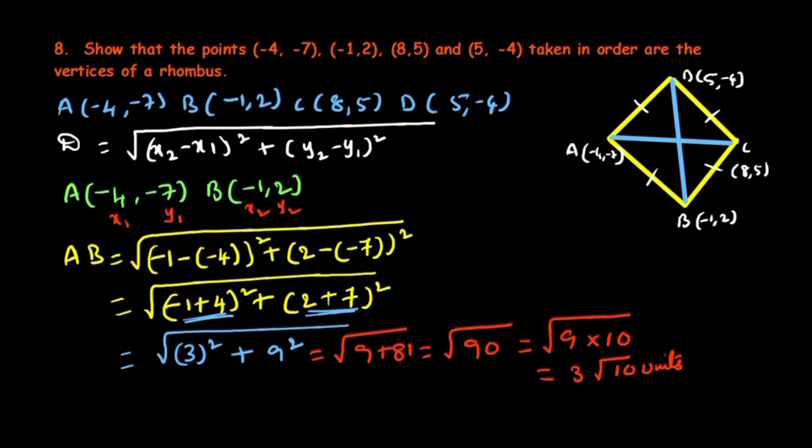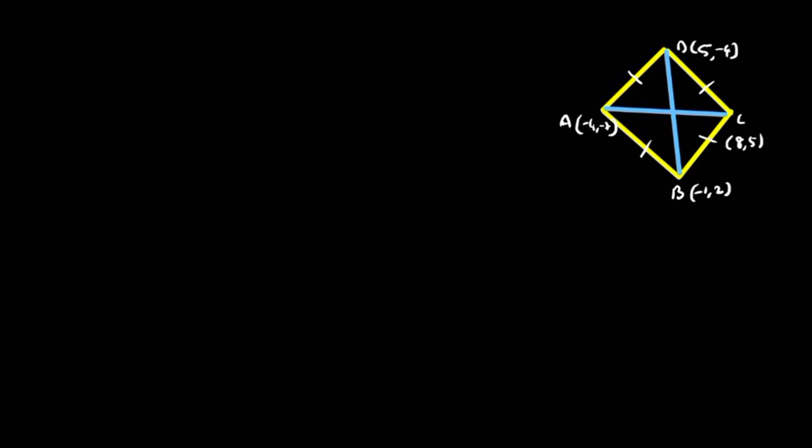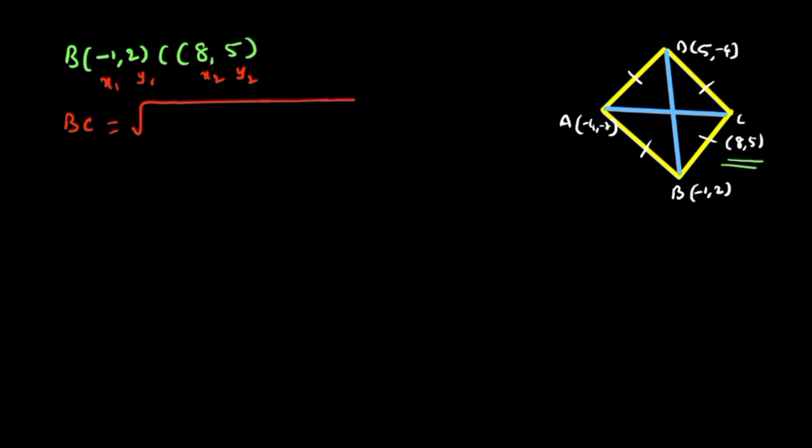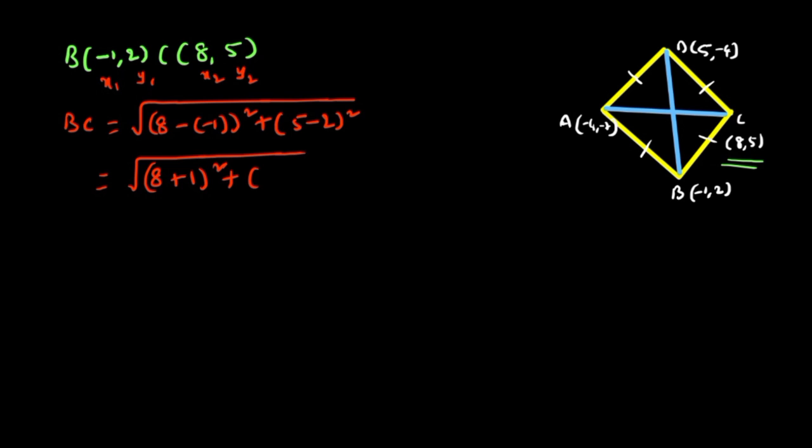Now we should discuss the remaining sides also. Now I am going to find the length of BC. So B is the point (-1, 2), and C, you can observe, is (8, 5). Okay, so this is x1, y1 and this is x2, y2, so BC is equal to the root of (x2 minus x1), this is (8 minus of -1) whole square, plus (y2 minus y1), this is (5 minus 2) whole square.